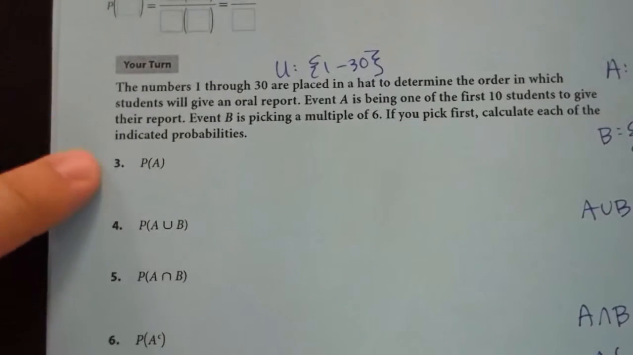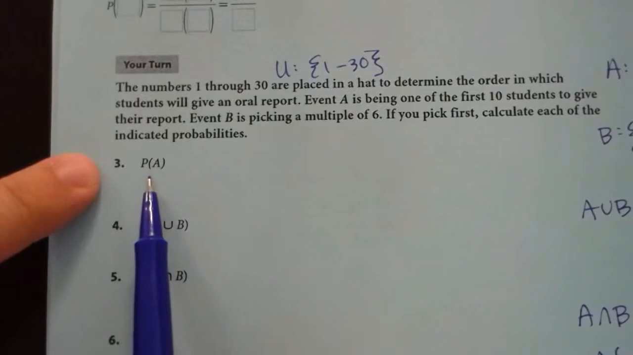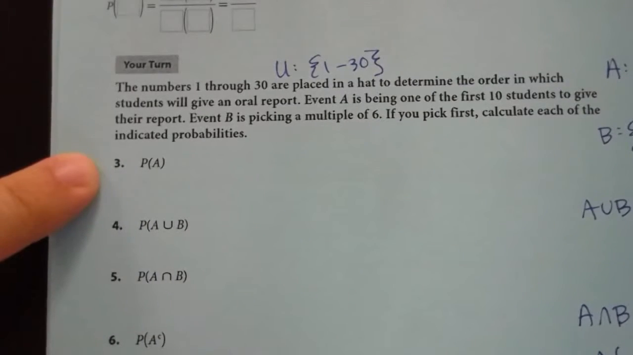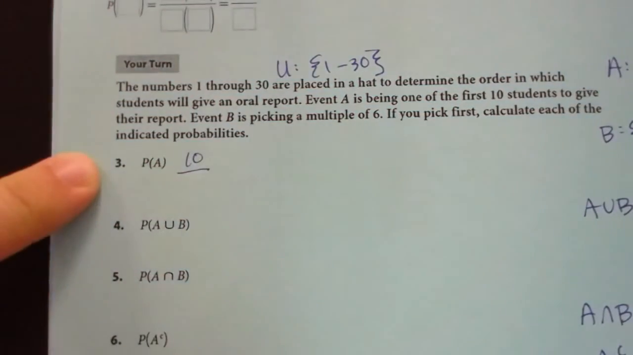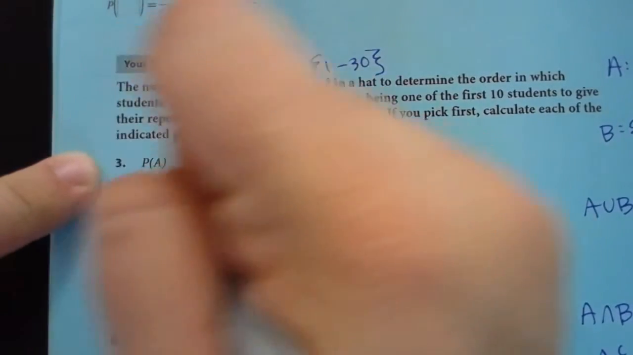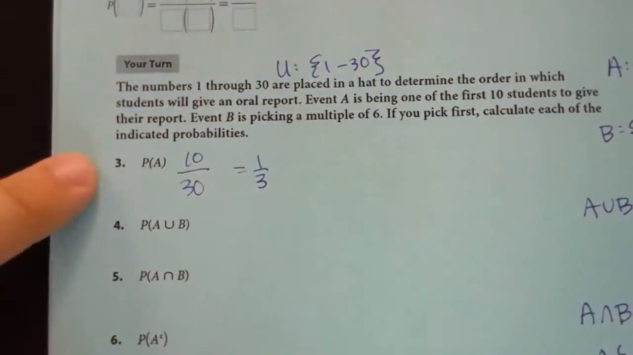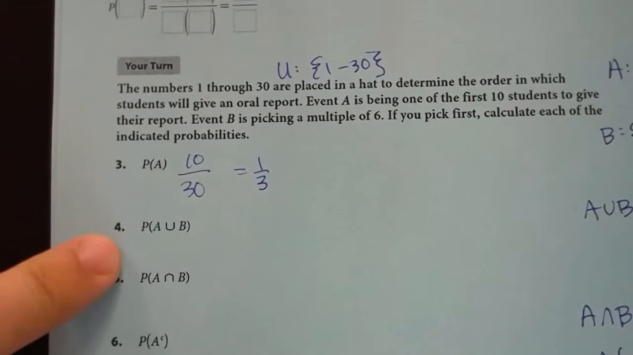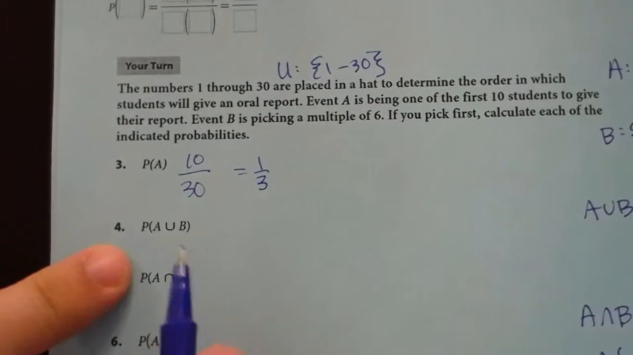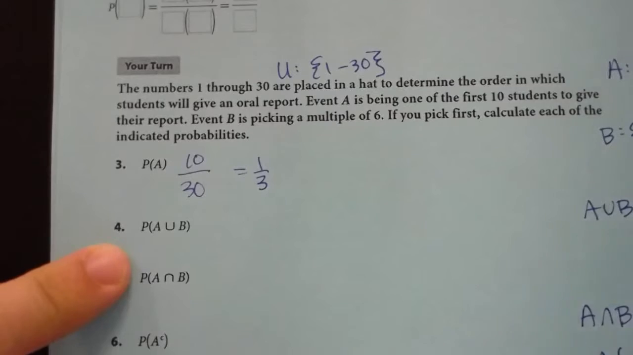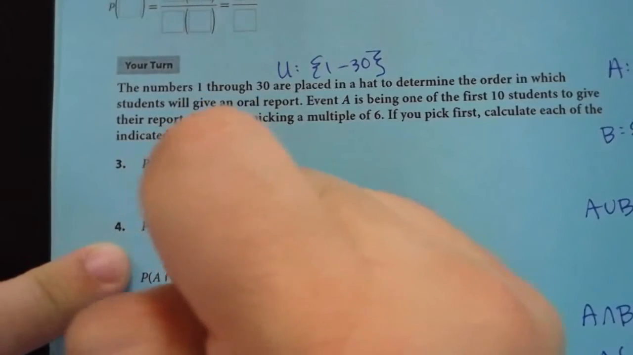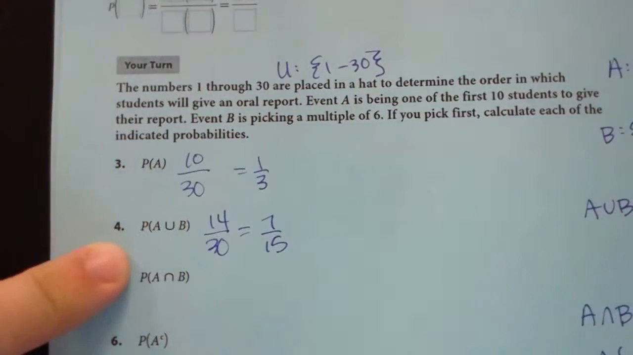On problem number 3, what's the probability that A happens? Well, how many are in A? 10. How many are there total? 10 out of 30. So 1/3. Done. That's it. Number 4, probability that the union happens. Well, how many numbers are in that union? I see 14 now. 14. So 14 out of what? 30, which is 7 out of 15. Make sure you reduce.